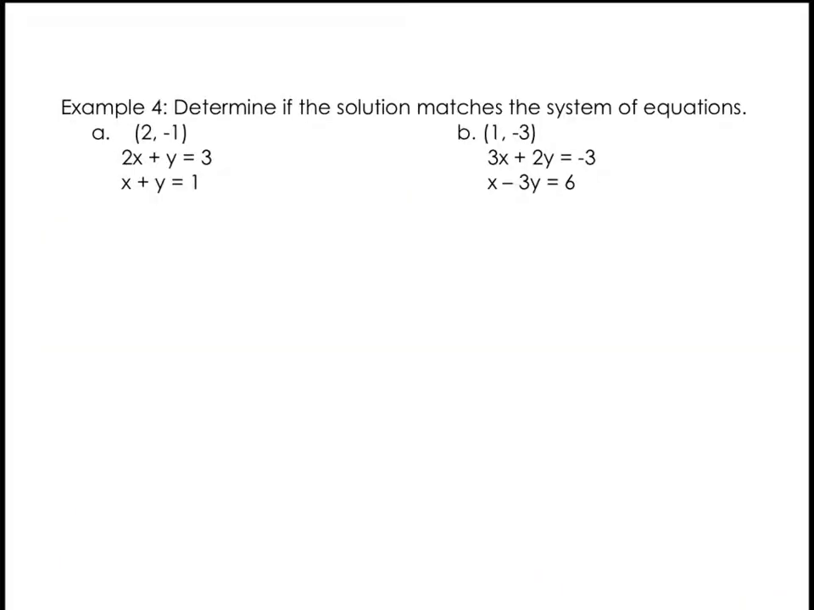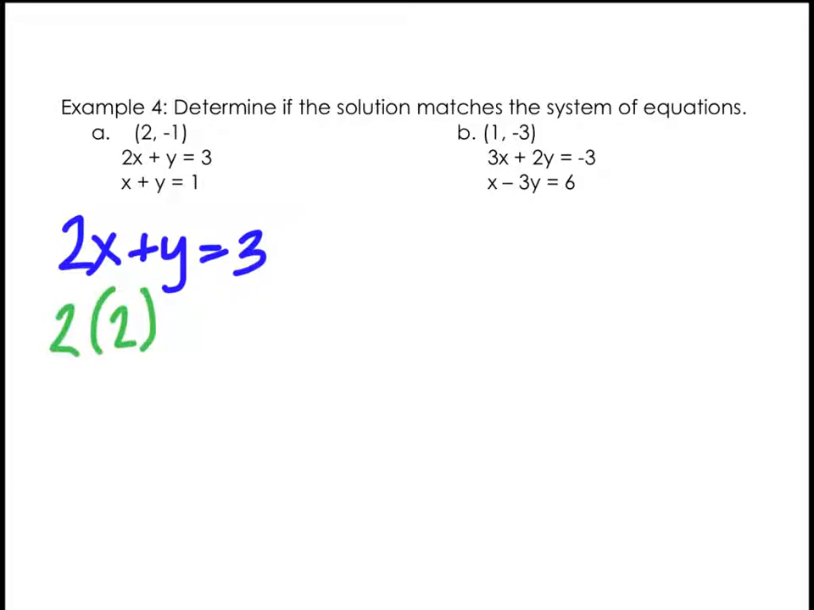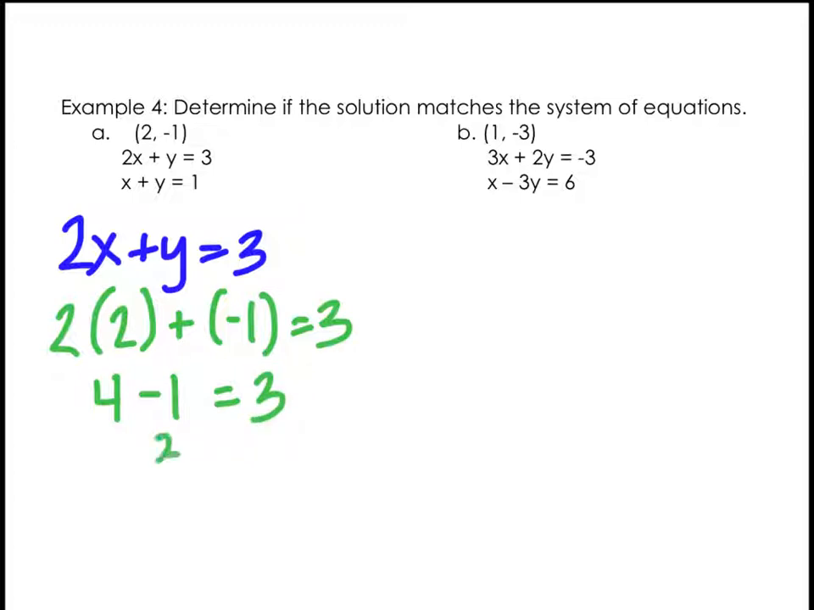Determine if the solution matches the system of equations. Remember, we used this method earlier to double check our answer. It's good once you're solving systems to check your answer every time. You can guarantee yourself that you get it right as long as you check. If I look at my first equation, 2x plus y equals 3, I'm going to plug in my ordered pair. So 2 times my x value of 2 plus my y of negative 1 equals 3. That is 4 minus 1 equals 3. So 3 equals 3 is correct.